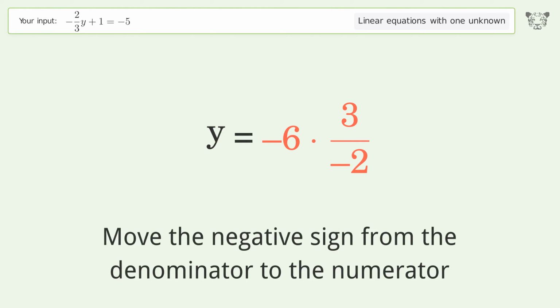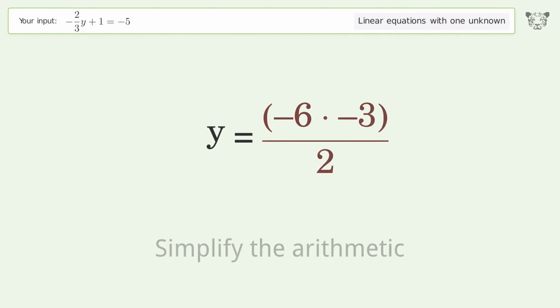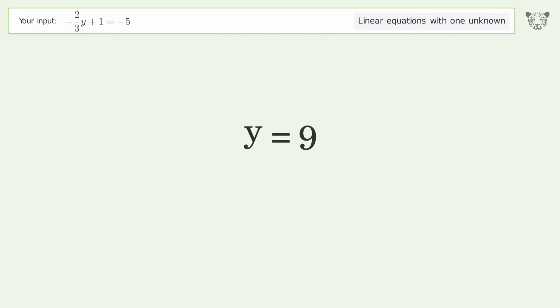Move the negative sign from the denominator to the numerator. Multiply the fractions. Simplify the arithmetic. And so the final result is y equals 9.